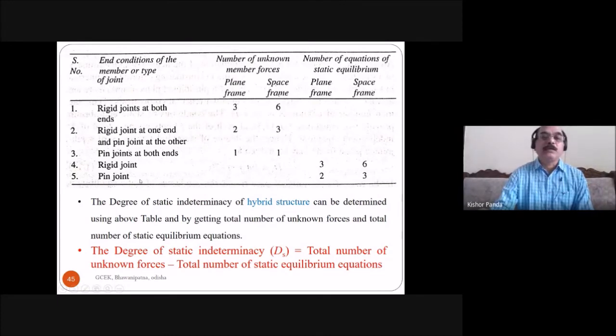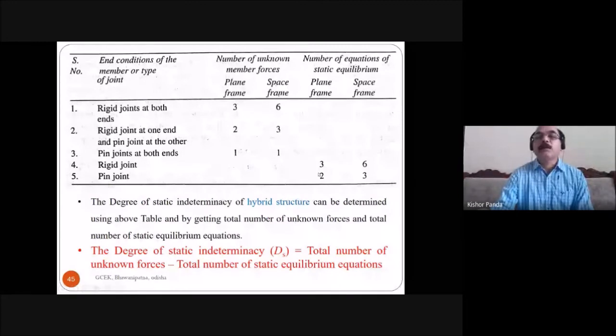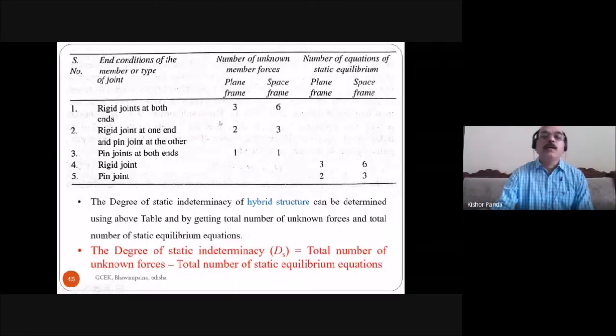If the joint is a pin joint, in the case of plane frame, you have to take the number of equations of static equilibrium as 2, and in the case of space frame, the number of equations of static equilibrium as 3. So you have to remember how many static equilibrium equations for rigid joint and for pin joint, and how many unknown member forces when both ends are rigidly connected, both ends are pin connected, and one end is rigid and the other end is pin, for plane frames and space frames.